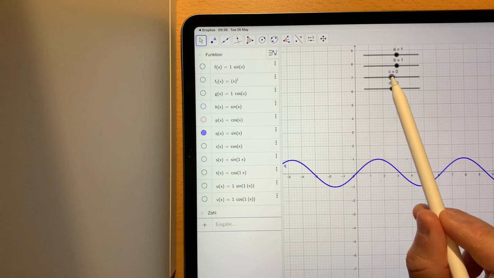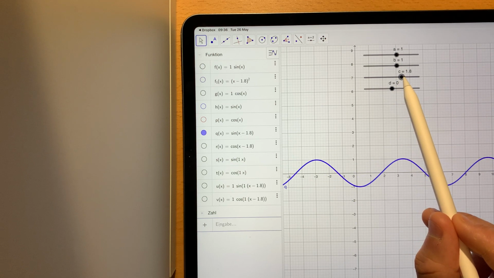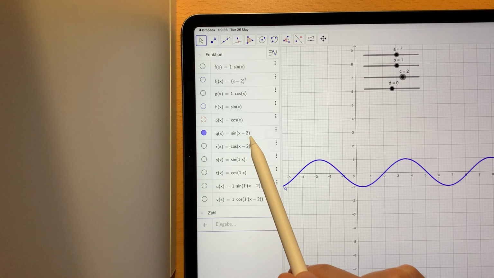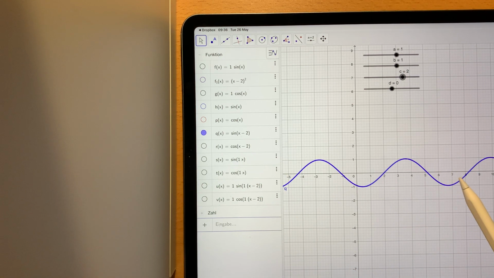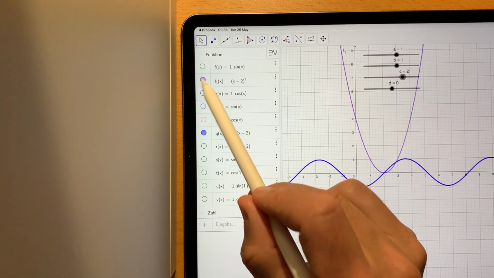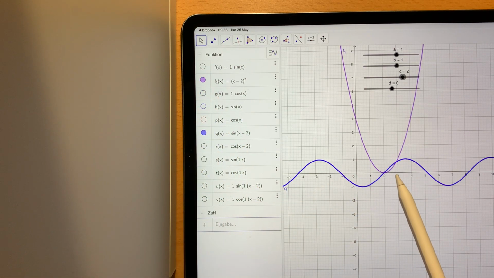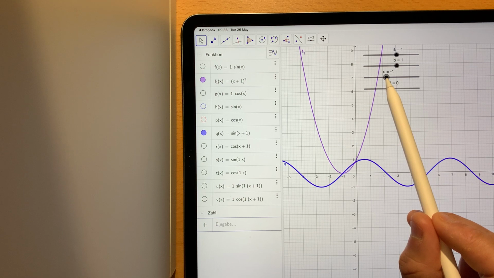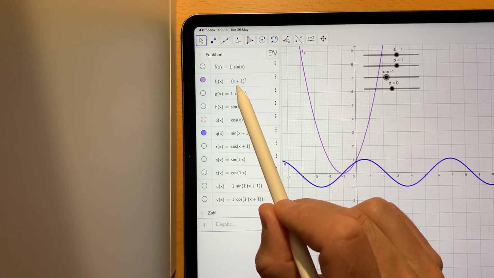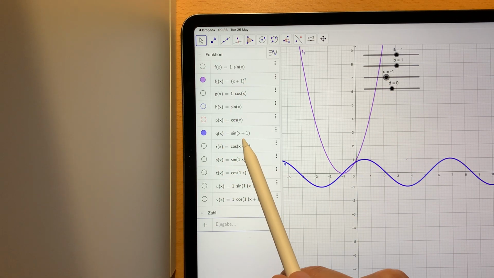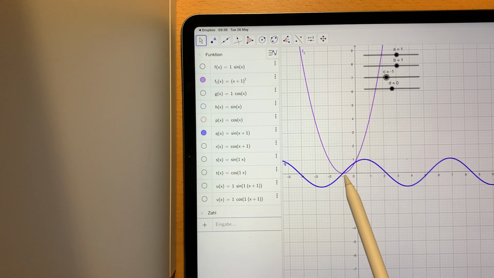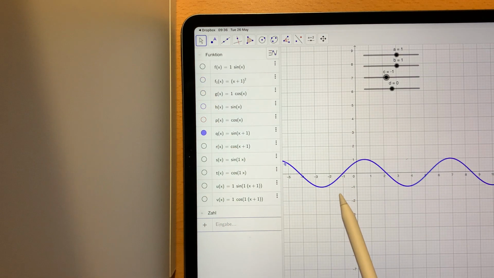As I subtract 2, look, sine x minus 2, everything moves to the right, like it does for the parabola. As I move to, for example, minus 1, which makes it x plus 1 squared, and here sine plus 1, everything will be moved to the left. Look, it starts at minus 1 now.